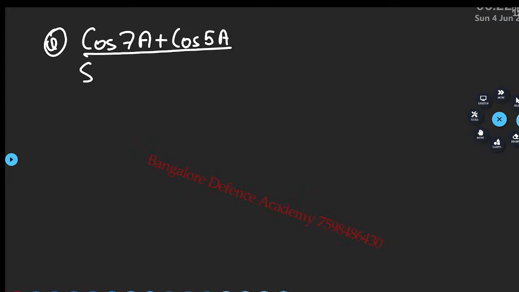Cos 7a plus cos 5a, whole divided by sin 7a minus sin 5a. This should be equal to cot a.